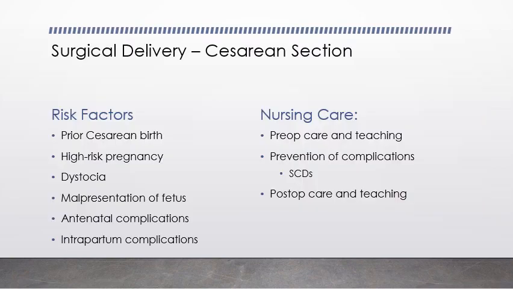Surgical delivery or cesarean section, you can read the risk factors on the left-hand side. We would want to do good pre-op care and teaching. We would want to prevent complications, so applying sequential compression devices to the legs. These women also have indwelling urinary catheters to keep their bladder empty to minimize the risk of trauma during the surgery. And then we'd also provide good post-op care and teaching.